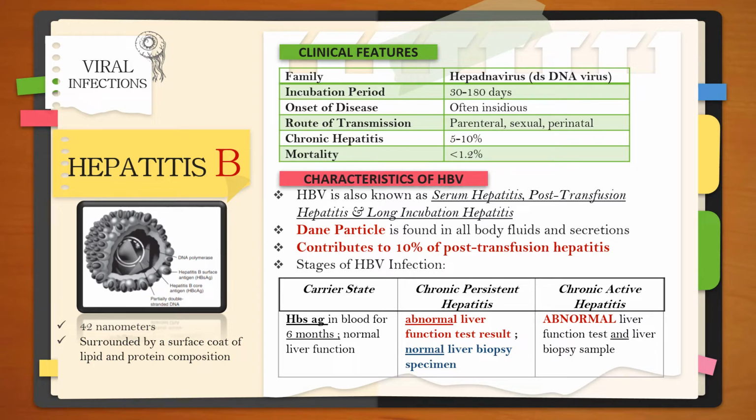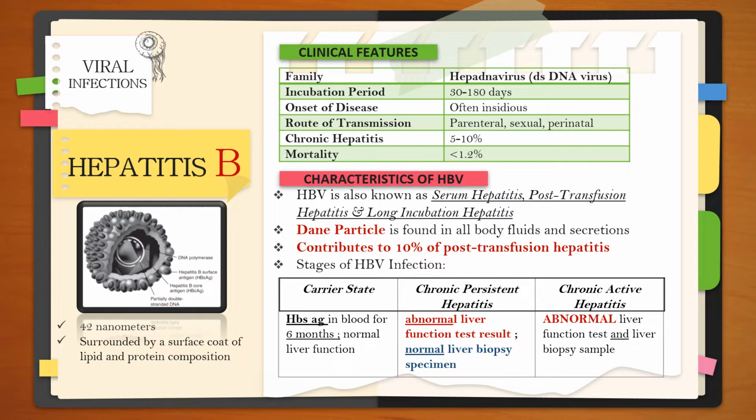Additionally, the HBV virion particle is also termed the very famous Dane particle. This particle is found in all of the body fluids and secretions of an infected individual. That includes, of course, number one, blood, and also saliva, semen, urine, sweat, and colostrum from breastfeeding.